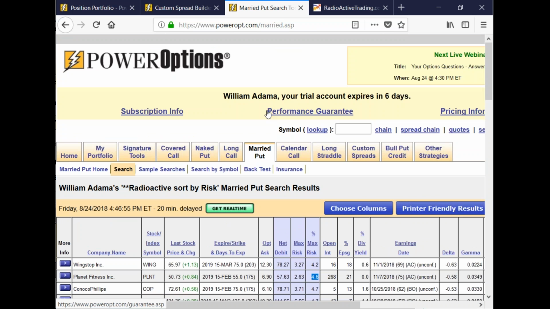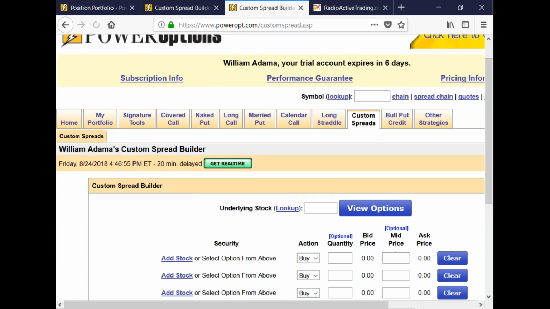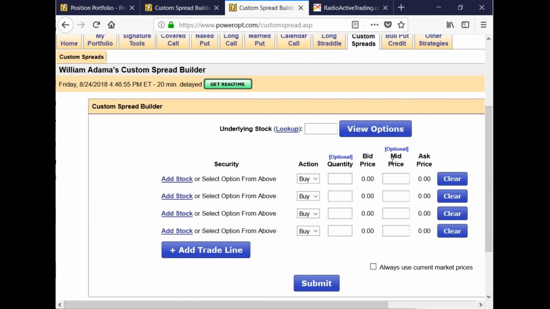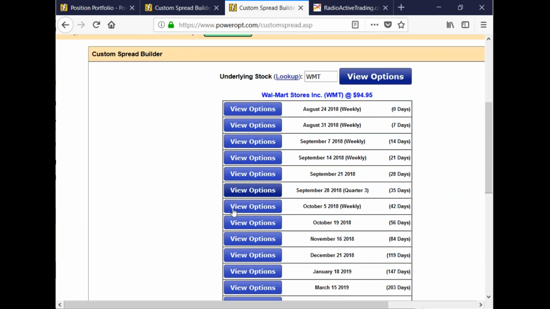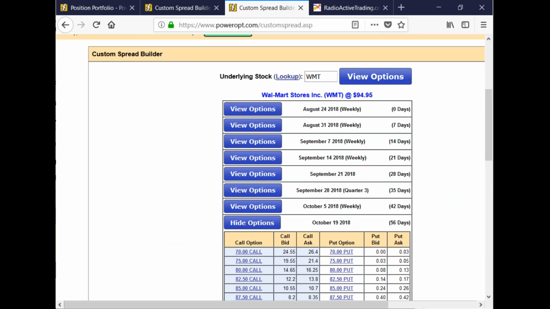Walmart. Far out bull call debit spread. Let's just go to the custom spread tool. I'm going to build this on the fly to take a look at it. So we're looking at WMT. Bull call debit is similar to the bull put credit we were looking at earlier, just using calls and paying a debit as opposed to using puts and receiving a credit. Similar risk reward profile. Rhajiv's position happens to be out to October.